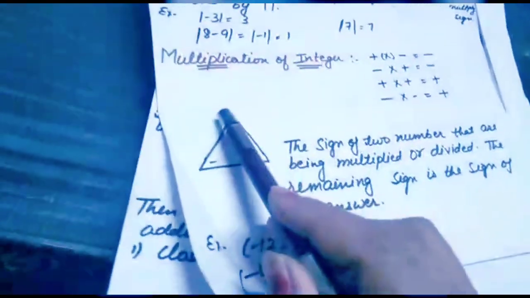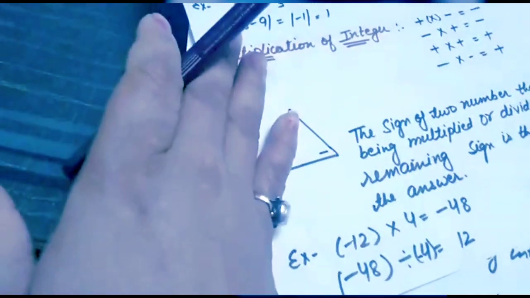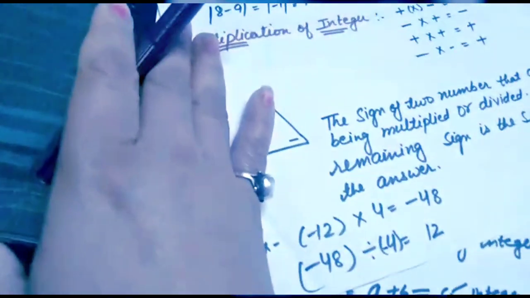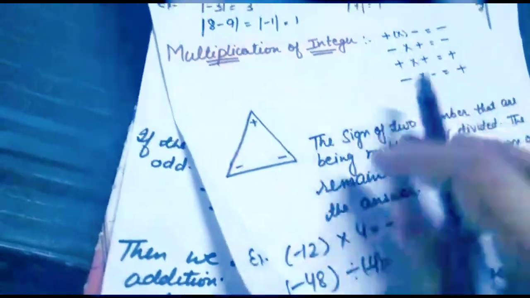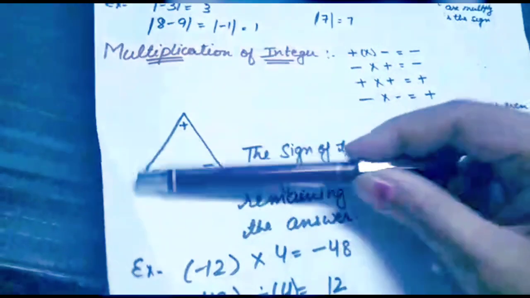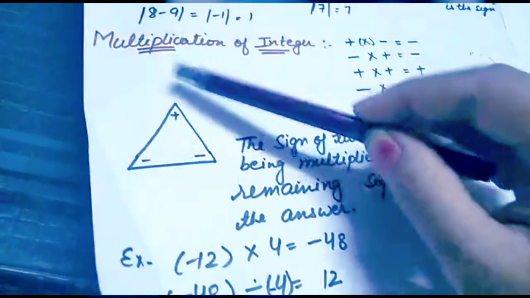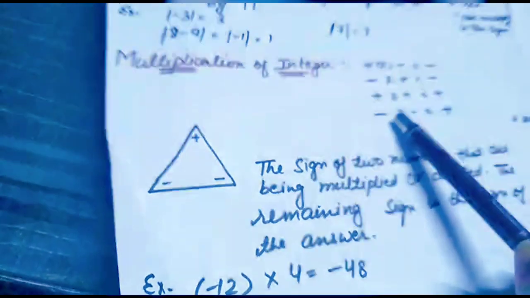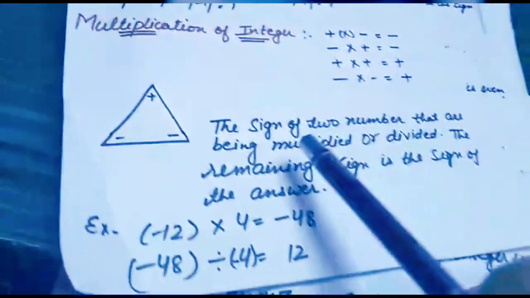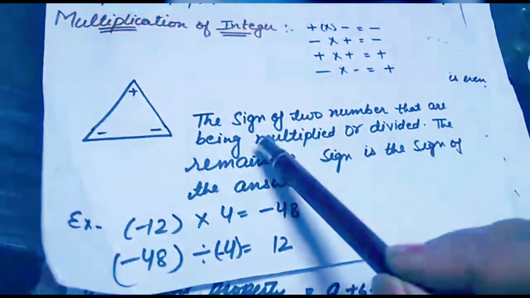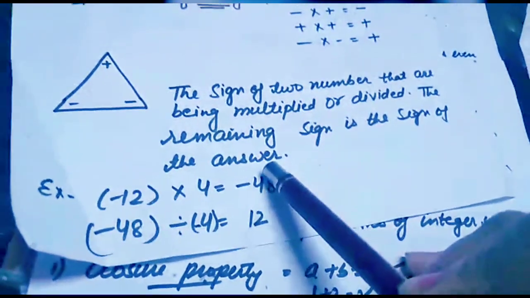Also, this is a magic triangle. When we multiply a positive into a negative, we get negative. The remaining is the negative. When we multiply minus into minus, we get a positive sign. Positive sign. माइनस को आपने माइनस से मल्टीप्लाई किया, पॉजिटिव साइन. The signs of two numbers that are being multiplied or divided, the remaining sign is the sign of the answer.